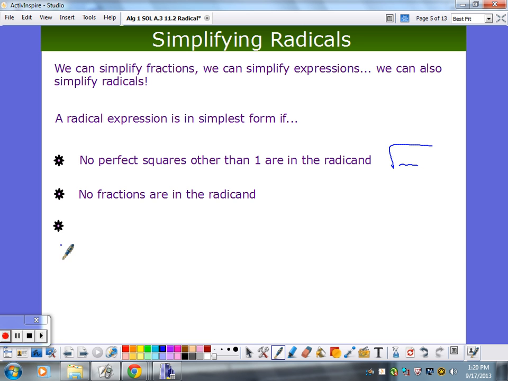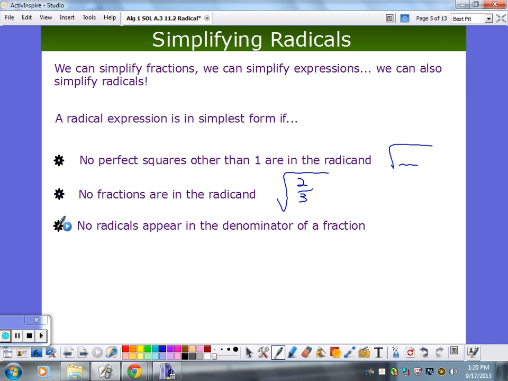whatever you're working with. You can't have fractions in a radicand. So a simplified radical can't be this, because there's a fraction inside. So we have to simplify that and fix it. We'll see how. You also can't have a radical in the denominator. So something like this is not simplest form. We can't have something like that. So we're going to have to learn these three things. Today I want to concentrate on the first one.